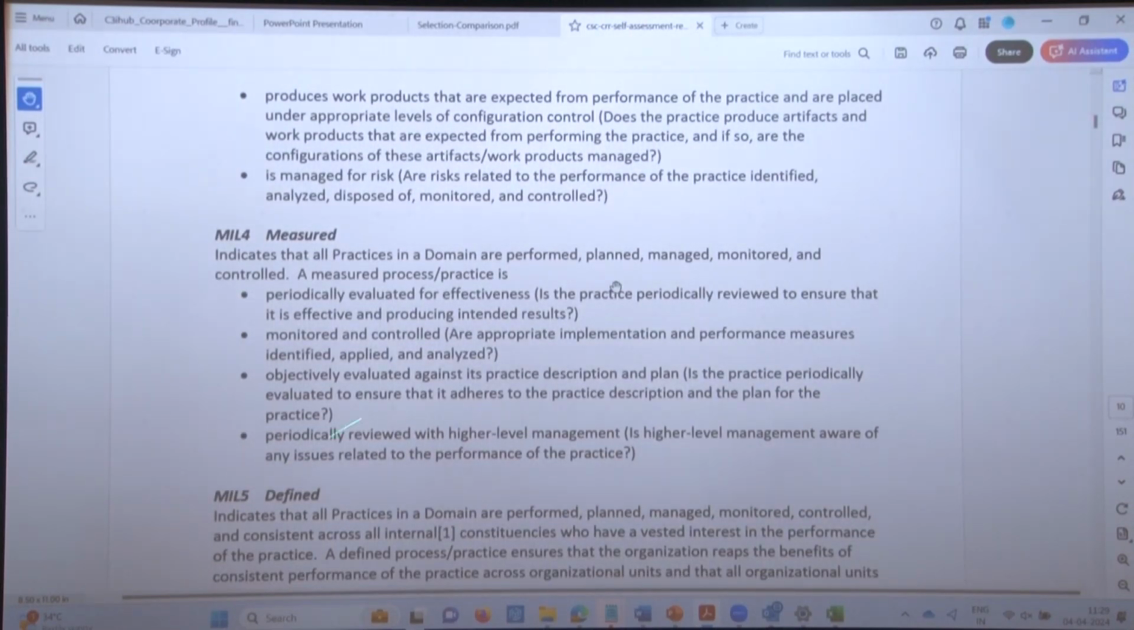There are a few more that are periodically managed for risk. So risk assessment is properly performed and identified, and so on. Now the next one, MIL 4, is measured.